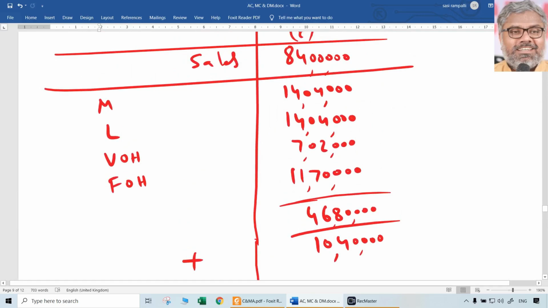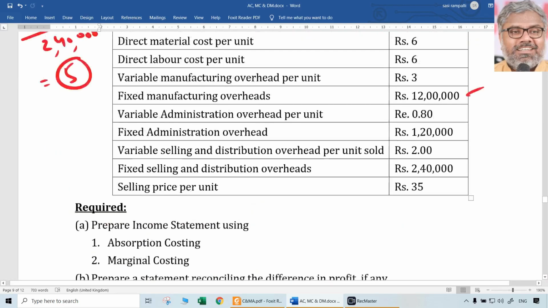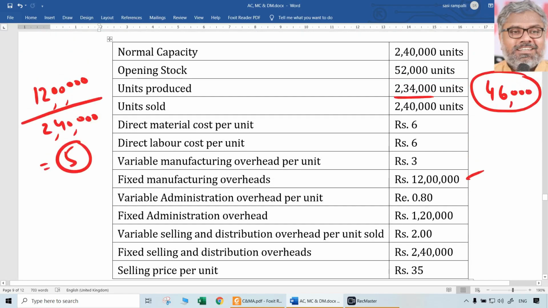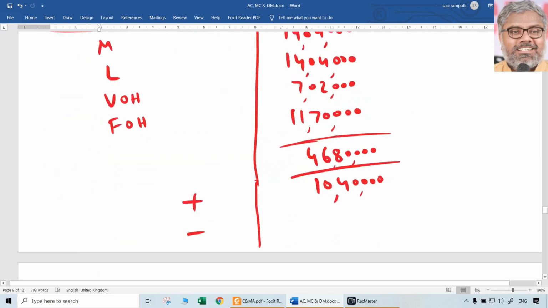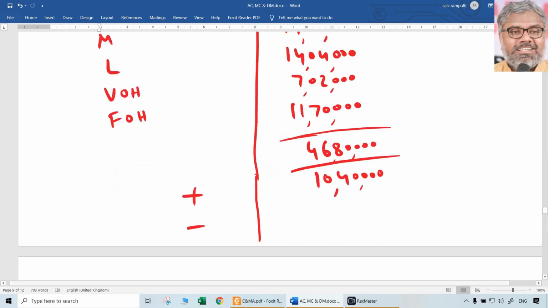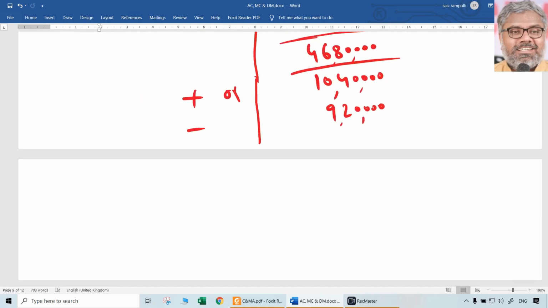Now, what about the closing stock? Closing stock also is valued in a similar manner, wherein we have a total cost of 46,80,000 for how many units manufactured? 2,34,000. That means 20 rupees same, into 46,000 units, that means 9,20,000 is the value of closing stock. So add opening stock, deduct closing stock. That's what we do normally to get cost of goods sold.